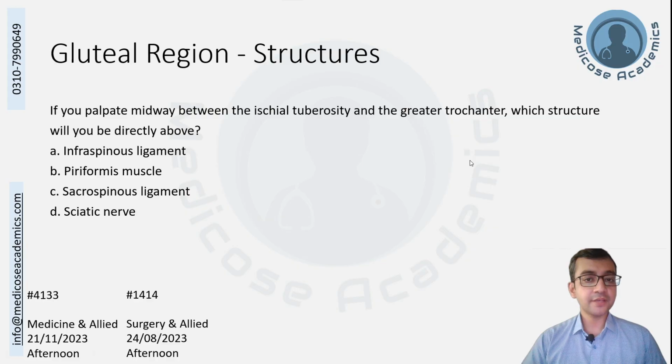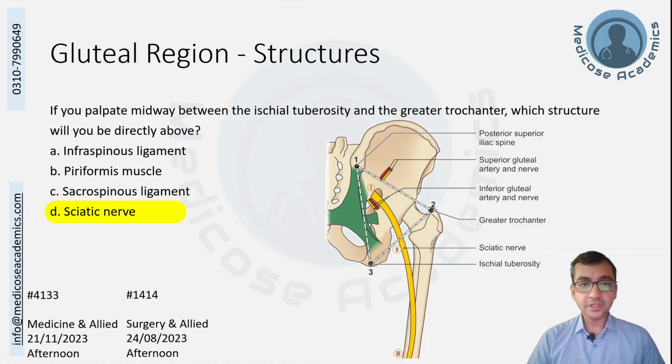Gluteal region structures. If you palpate midway between the ischial tuberosity and greater trochanter, which structure will you be directly above? So this is technically a question from the surface anatomy. Between these 2 points, you are going to find the sciatic nerve. There is a greater trochanter, and here is the ischial tuberosity. And in between them, here you will find the sciatic nerve.